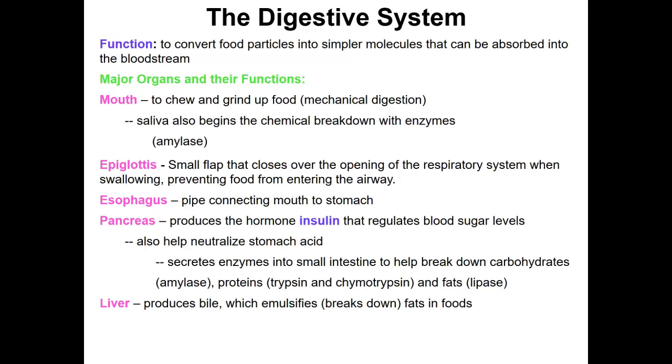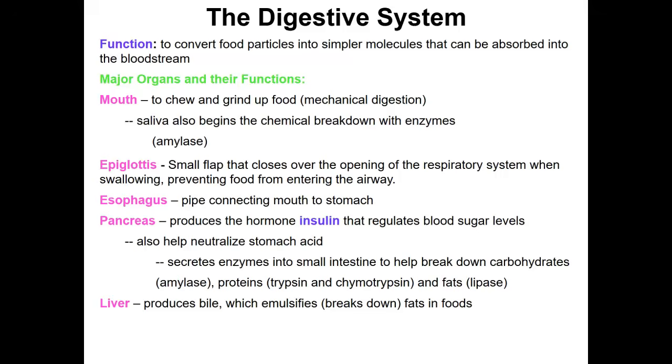So you have your mouth to chew up food. Epiglottis is that flap that covers your respiratory system. Esophagus connects your mouth to your stomach. Your pancreas produces the hormone insulin to help regulate your blood sugar. And there's a few other functions of the pancreas.